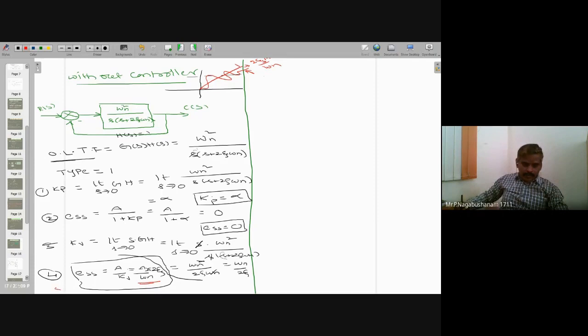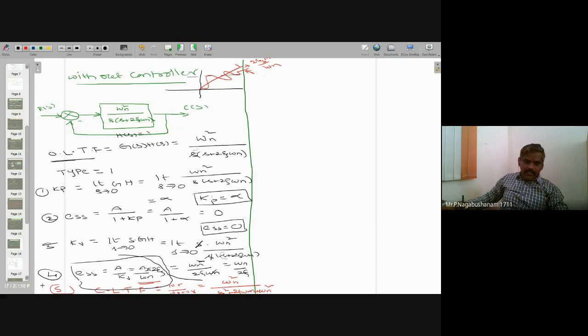Last one. So this is the open loop transfer function. Now I'm going to get the closed loop transfer function. If it is a unity feedback system, the closed loop transfer function is numerator divided by numerator plus denominator. This is the numerator, this is the denominator. If I add that, you will get a standard second order closed loop transfer function: omega n square divided by s square plus 2 zeta omega n s plus omega n square.